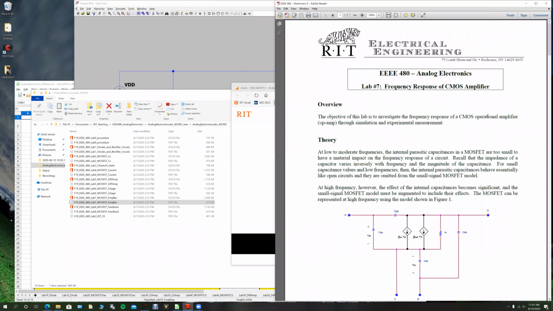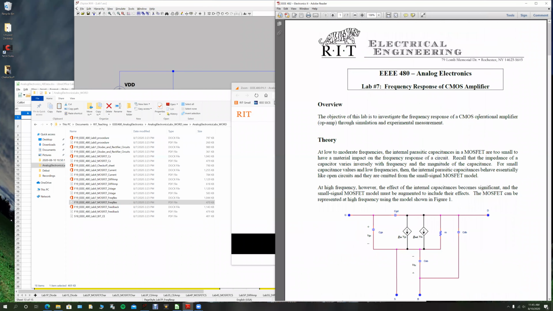So now we're going to do the Lab 7 frequency response simulation. This is the same circuit as Lab 6. We're just going to modify the simulation slightly. It's a two-stage CMOS amplifier with a differential input stage and a common source second stage with RD resistive load.